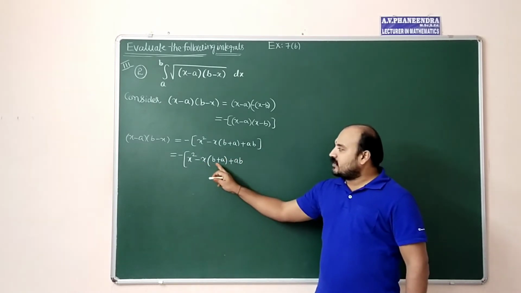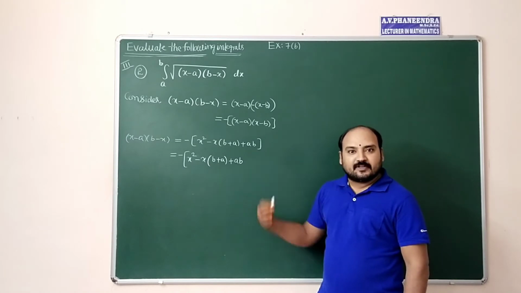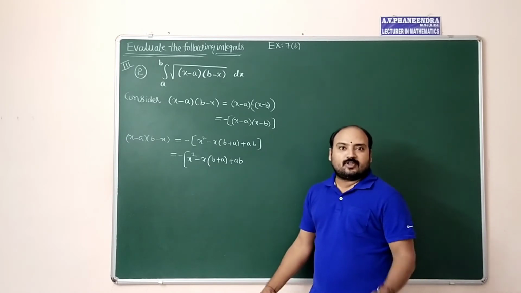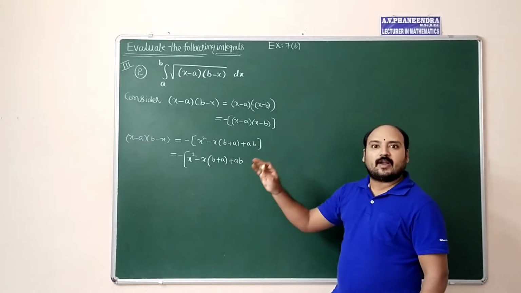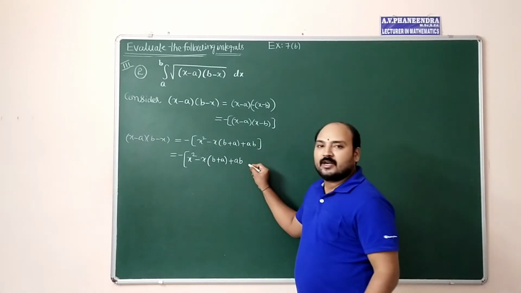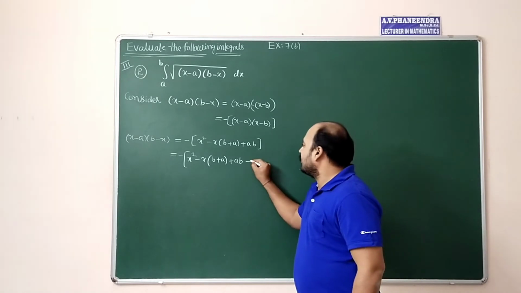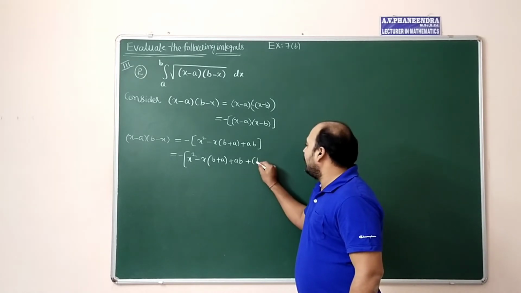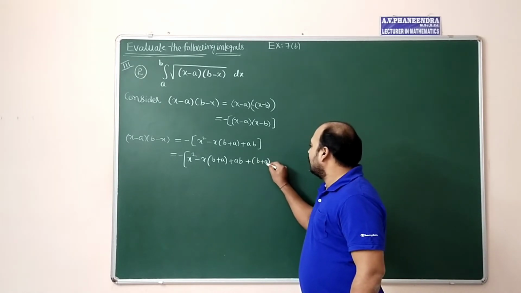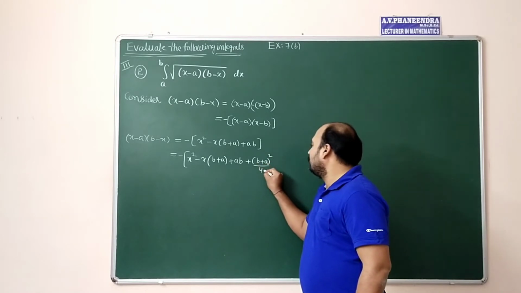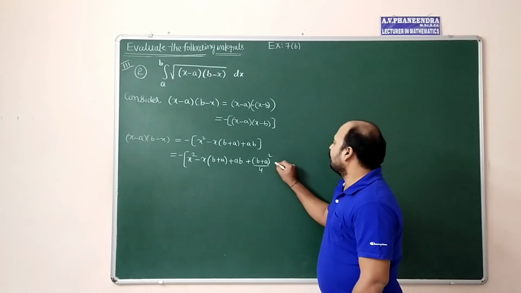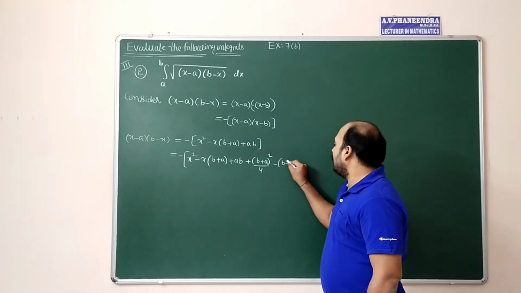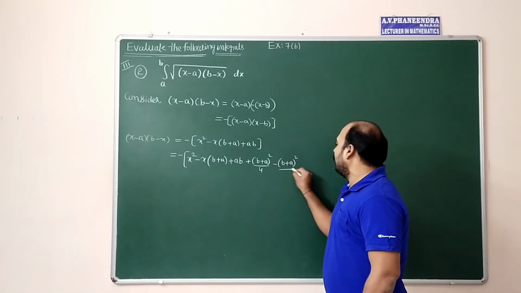In this, the x coefficient is what? b plus a. Half of that is what? (b plus a) by 2. That we are squaring, (b plus a) whole square by 4. That we are adding and subtracting to get the perfect square form. So now plus (b plus a) whole square divided by 4, or ((b plus a) by 2) whole square, we can write it. Minus (b plus a) whole square by 4.